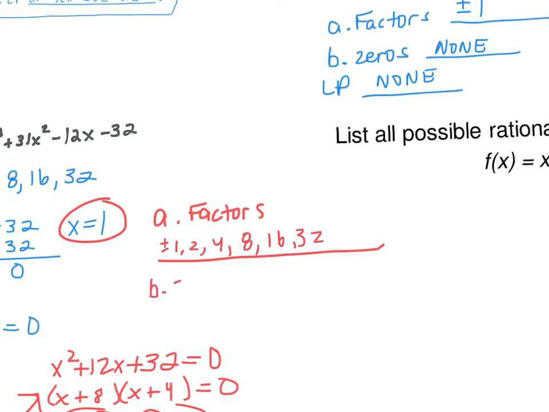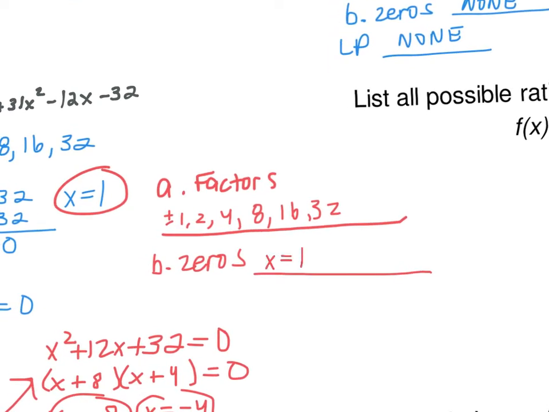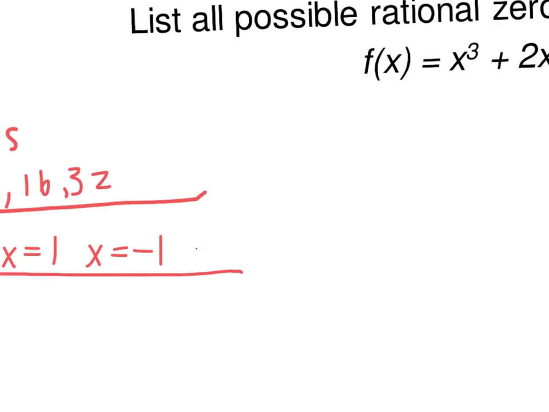Then B is your zeros. It would just be super helpful if you could do this for me, guys. It doesn't matter the order. I write them in the order that I find them. Some of you like to write them in numerical order. It doesn't matter.